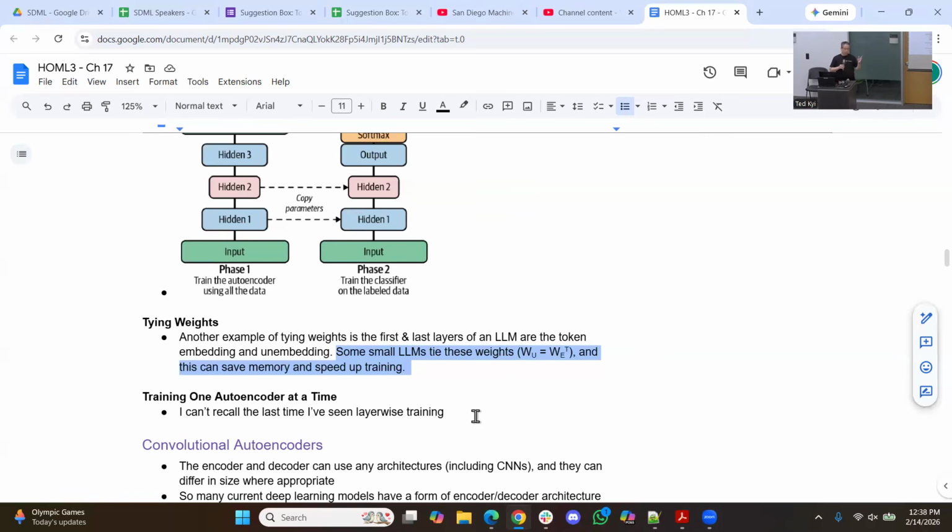In large models, people don't do this, but in some small models, people will actually tie those weights. And so the unembedding matrix will be defined as the transpose of the embedding matrix. And when you train this model, my understanding is it'll learn a little bit faster. But one of the key things is that if you're putting this model on your phone, it's going to take less memory because you don't need a copy of the embedding matrix and a copy of the unembedding matrix. You can just have one copy and then just transpose it when you want to use it for unembedding instead of embedding.